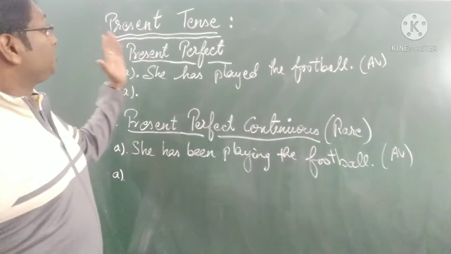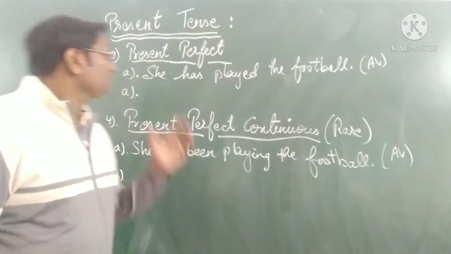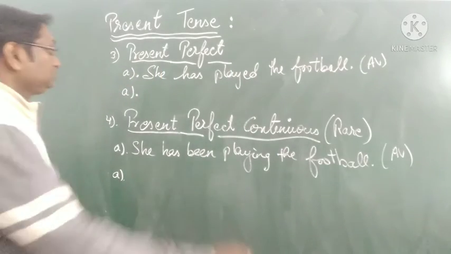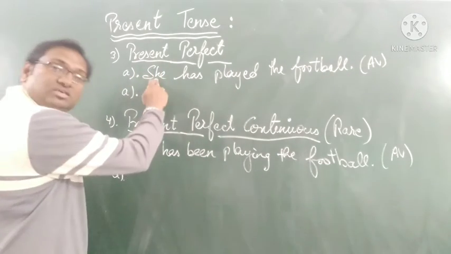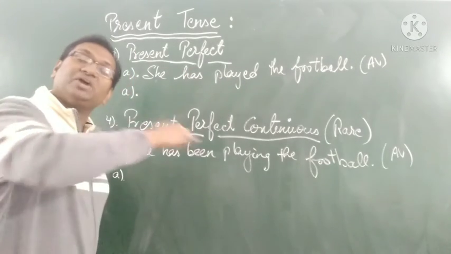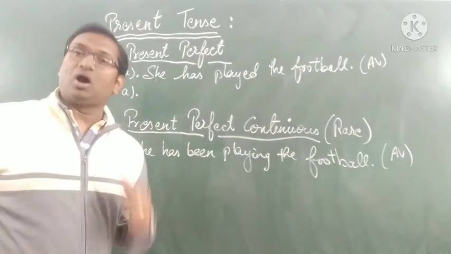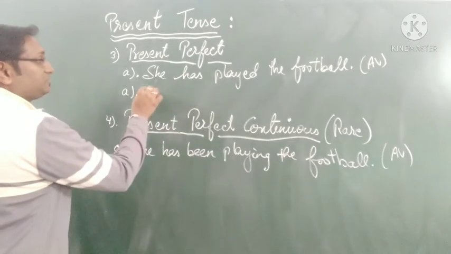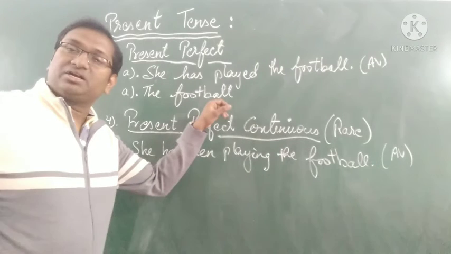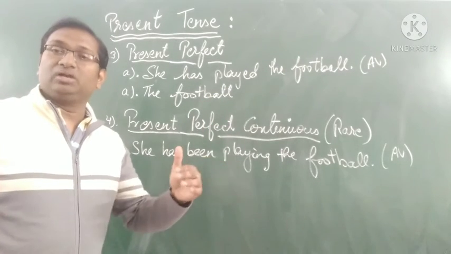Now next is present perfect, has or have. First, she has played the football. This is your active voice. She is the subject, has we have used because it is perfect, played because it is perfect, that is why we have used the ed form of the verb, and then football as your object. Now convert this into passive, the football. Again, football is singular, so for singular in perfect we use has, and for plural we use have.